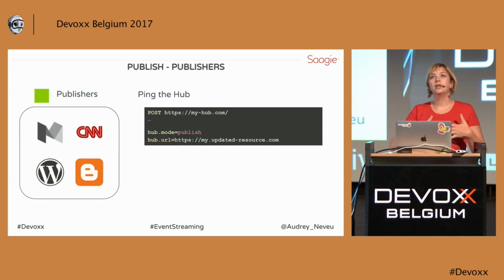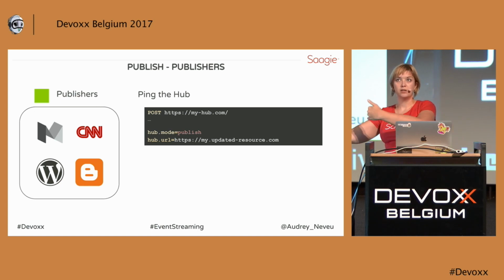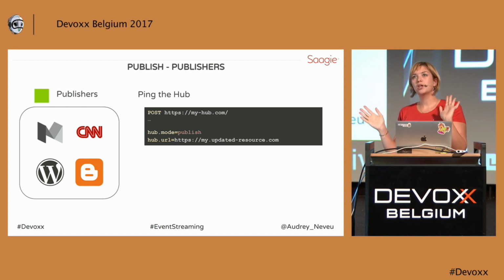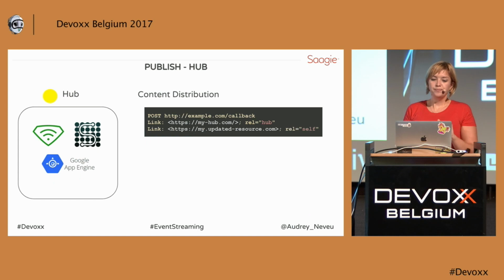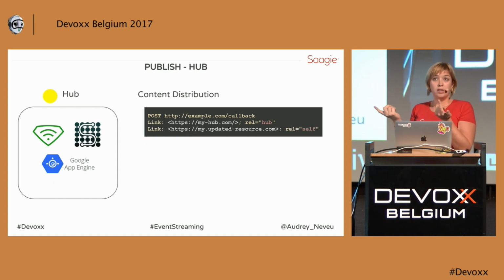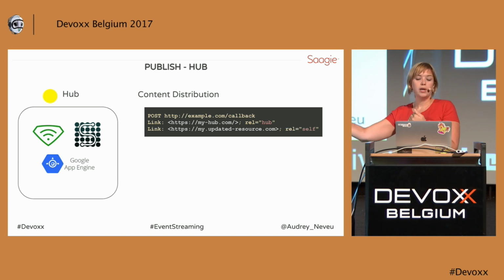So the publisher will ping the hub each time you get something new to send, by making a POST request saying, okay, I'm in mode publish. Here is the URL of my updated resource. And here, the hub will proceed to content distribution. And so it will make a POST request on your callback URL.